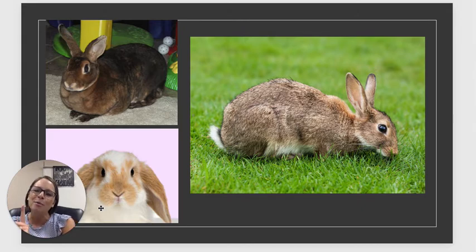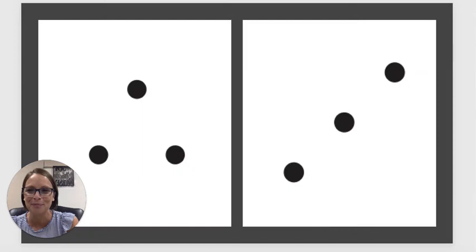Because I want to teach you today that when we count, we notice when two sets are the same number or equal. When we say same number or same amount, that really means the same thing as equal. Let me show you what I'm talking about.